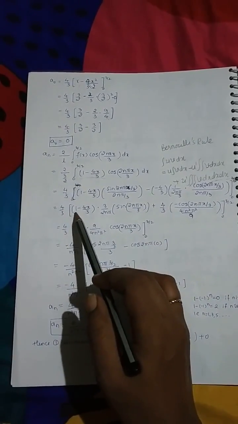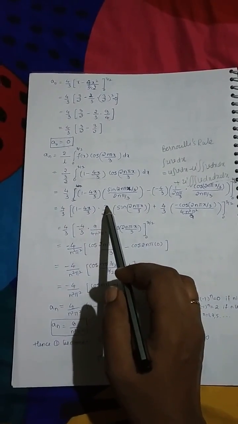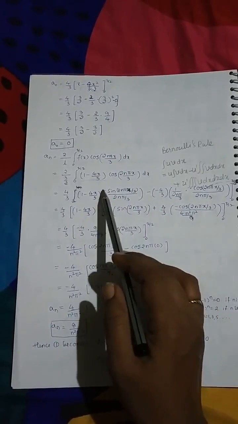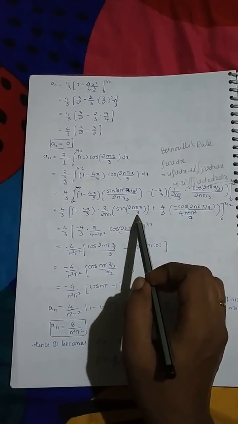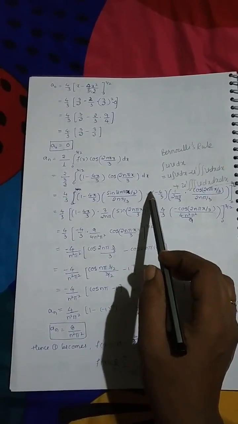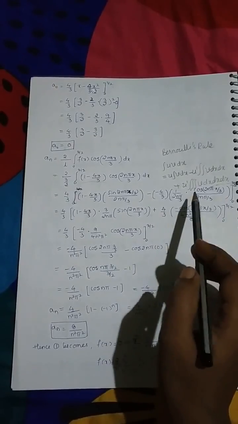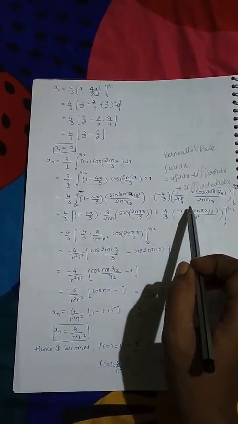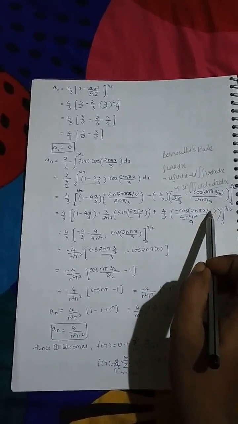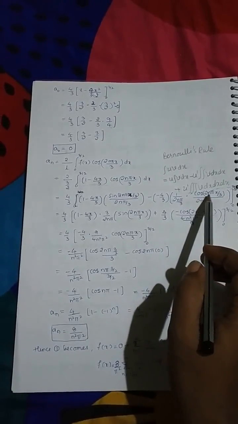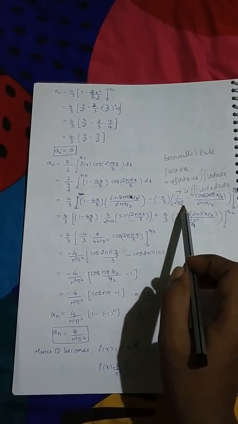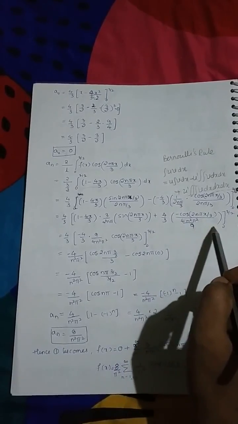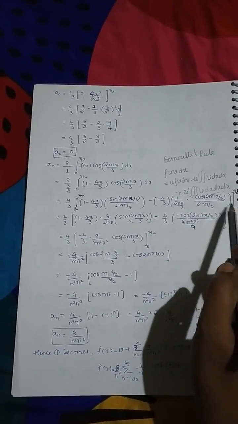4 by 3 into bracket 1 minus 4x by 3 into 3 upon 2n pi into bracket, since 2n pi by 3 goes to the numerator, sin of 2n pi x upon 3, plus, that is minus into minus, plus 4 by 3 into 2n pi, 1 into cos 2n pi x upon 3 is minus cos 2n pi x upon 3. Here we have minus cos 2n pi x upon 3, and 2n pi by 3 into 2n pi by 3 is 4n square pi square upon 9, between the limits 0 to 3 by 2.